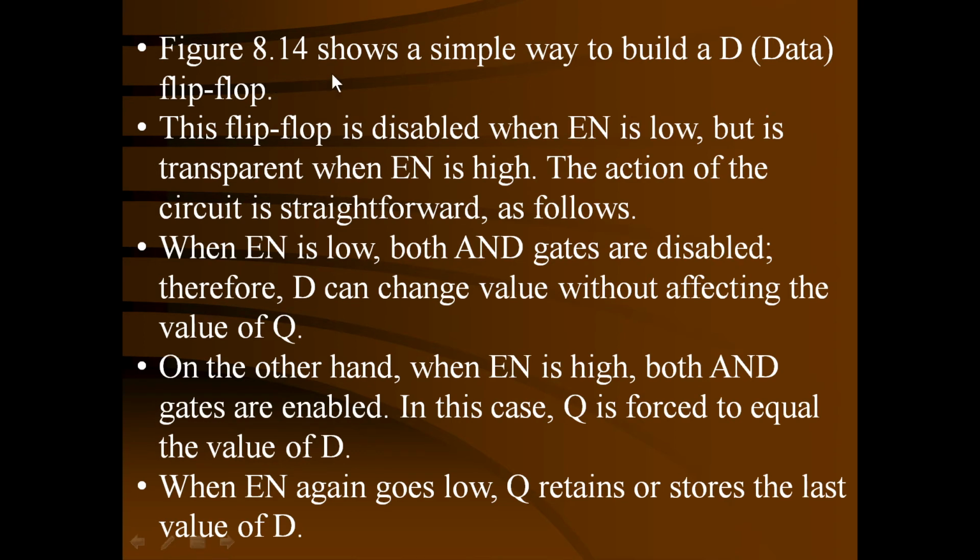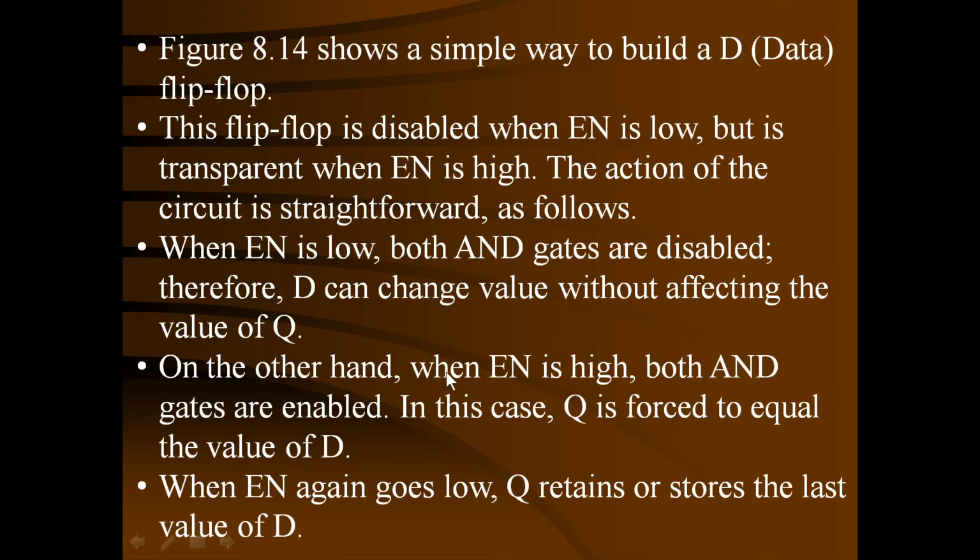Figure 8.14 shows a simple way to build a D flip-flop. D means data flip-flop. This flip-flop is disabled when enable is low, but is transparent when enable is high, just like in the clock RS flip-flop. The action of the circuit is straightforward and as follows. When enable is low, both the AND gates are disabled. Therefore, D can change value without affecting the value of Q.